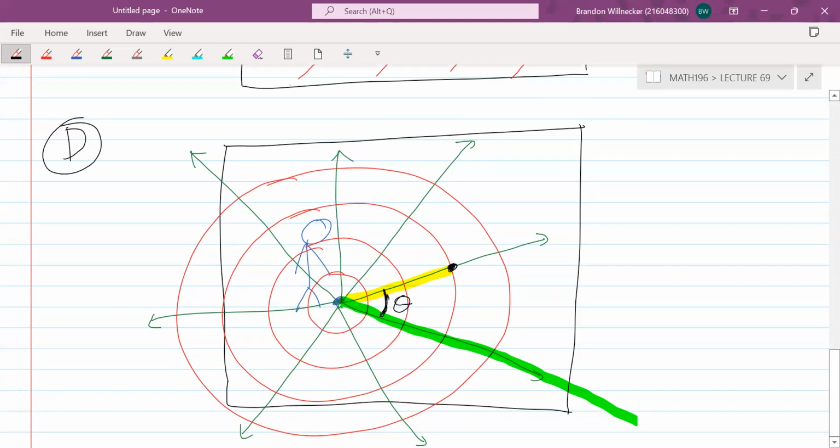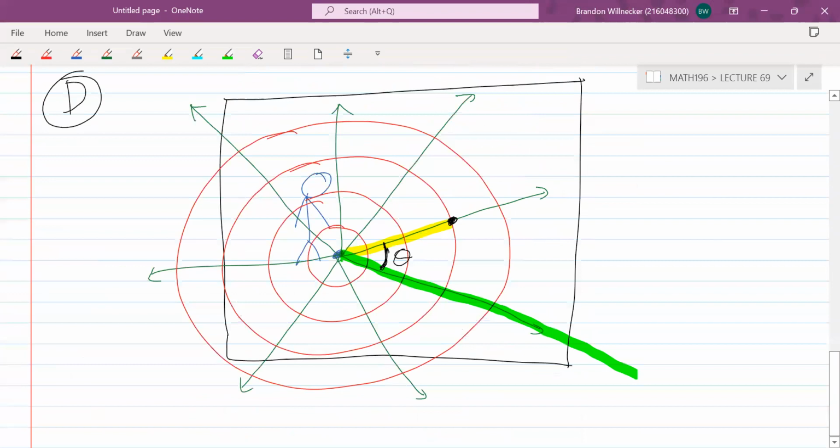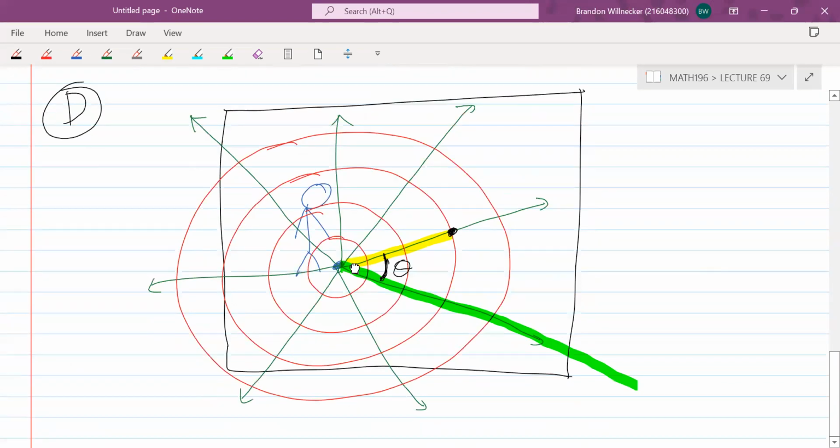So theta. And then I need another number, just like here I have 1, 2. I've got two numbers for two dimensions. I need two numbers here. This distance, I'm going to call r for radial, like radial distance. So I've got these two numbers, r and theta, and those are what I use to label the points, r and theta. Okay, so this gives us a labeling for all the points.